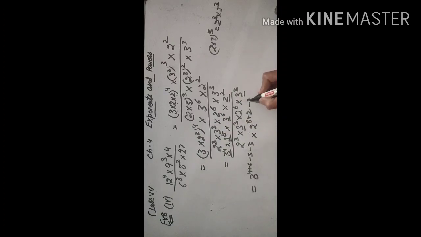So 2 to the power 10 minus 9, and 3 to the power 10 minus 6, it becomes 3 to the power 4 into 2 to the power 1. 3 to the power 4 is 81, into 2, and it becomes 162.